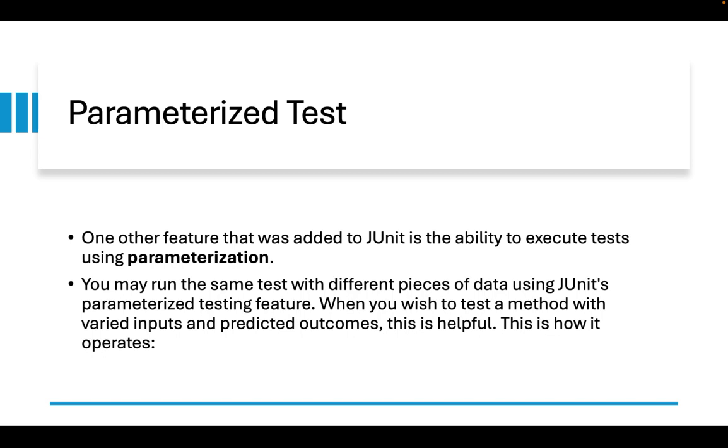Another feature that was added to JUnit is the ability to execute tests using parameterization. You may run the same test with different pieces of data using JUnit's parameterized testing feature. When you wish to test a method with varied inputs and predicted outcomes, this is helpful. This is how it operates.